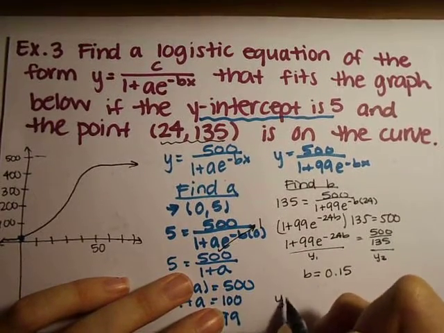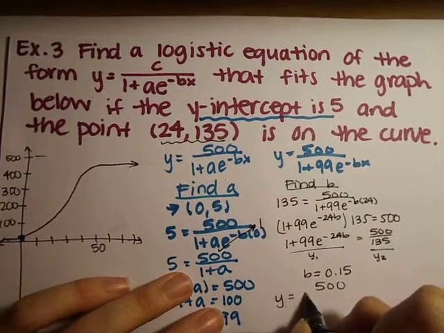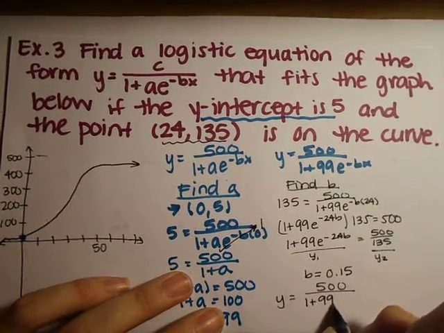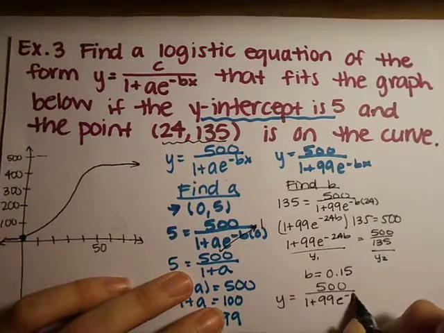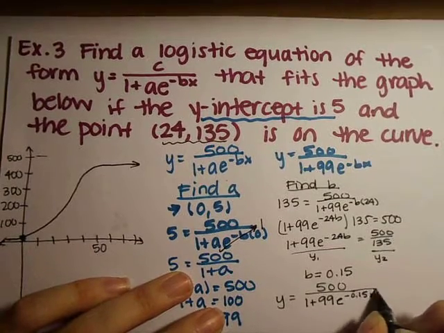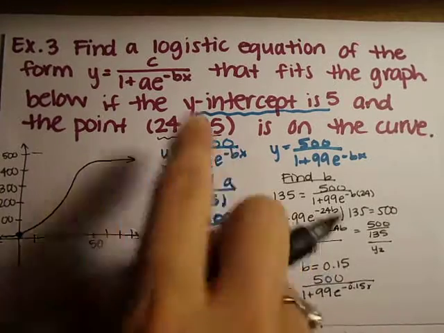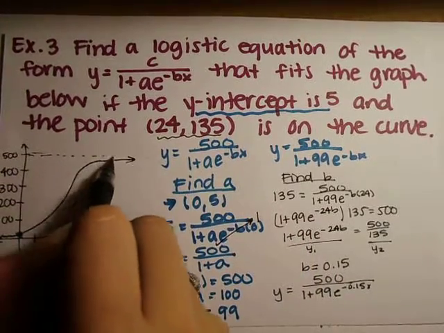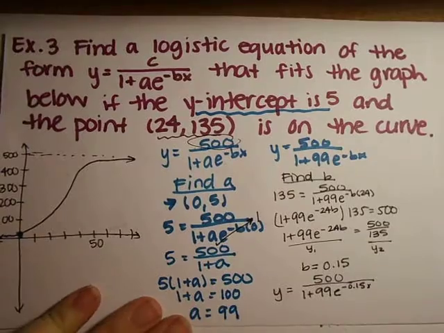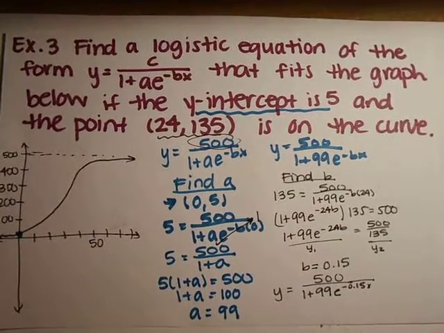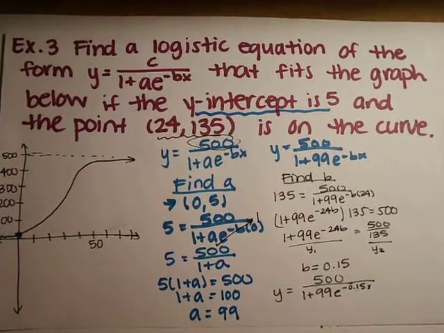Your final equation is y equals 500 all over 1 plus 99 e to the negative 0.15x. And this can be used to predict here. Okay, and this 500 came right from here. Your top asymptote is where that 500 came from. So make sure you can solve these problems, and that'll be it for today's lesson.